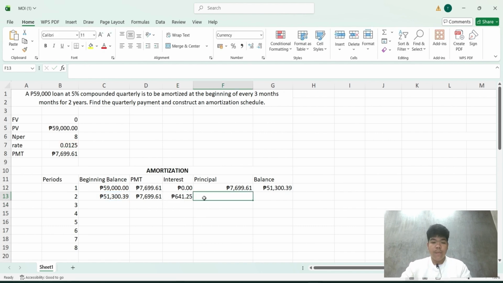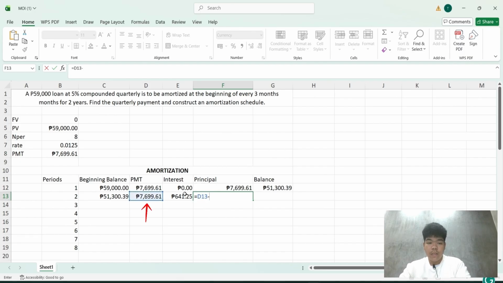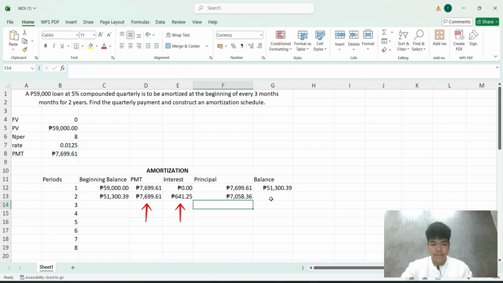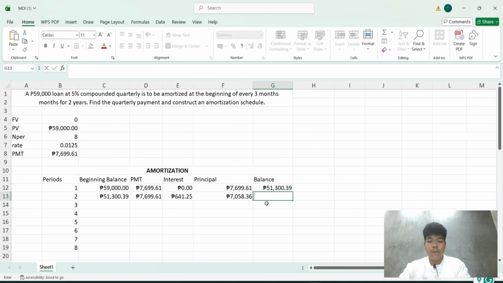Now, in the principal, remember, principal is the difference between our PMT and our interest. So first, we click on PMT, subtract our interest, and press enter. Now for the balance. First, we type an equal sign. As you remember, the balance is the difference between our beginning balance and our principal. So we click the cell for the beginning balance, subtract our principal, so minus principal, and press enter.